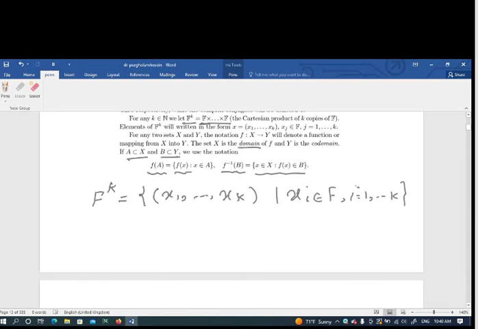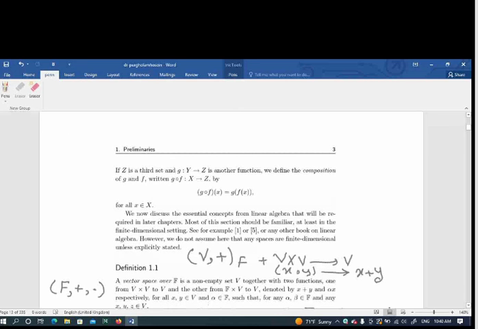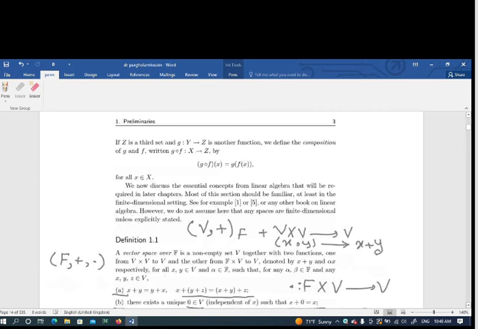And here I write F to the K as a K-tuple like this, where all of x1 to xk belong to F. And you know, for two functions, we can combine G and F like this. They are simple and primary concepts.